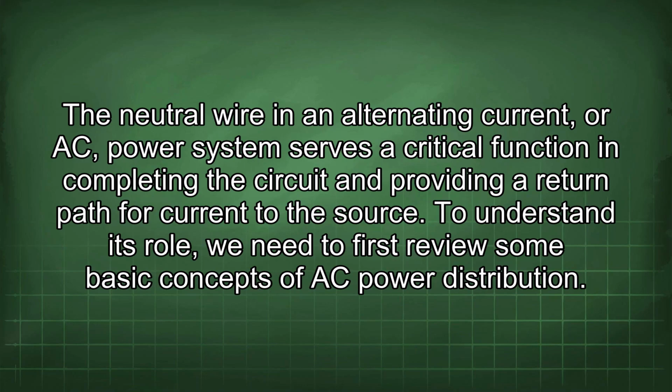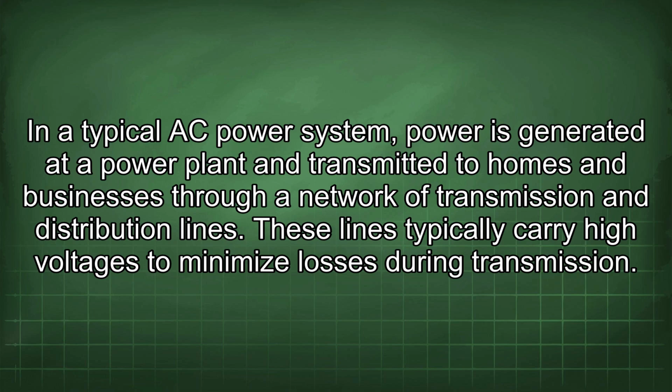The neutral wire in an alternating current, or AC, power system serves a critical function in completing the circuit and providing a return path for current to the source. To understand its role, we need to first review some basic concepts of AC power distribution. In a typical AC power system, power is generated at a power plant and transmitted to homes and businesses through a network of transmission and distribution lines.